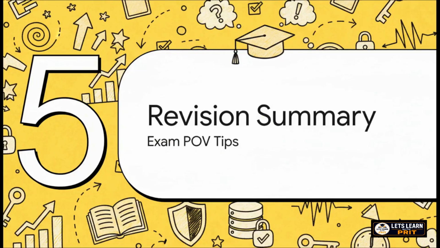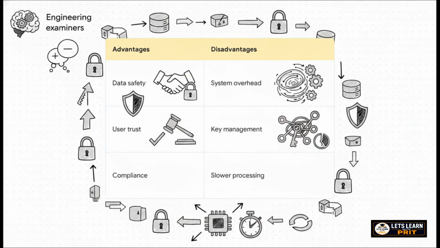All right, Section 5, Exam Revision Summary. Let's lock in all these concepts to make sure you get those top grades. First off, remember that engineering examiners always look for a balanced analysis. So, if they ask about database security, you must give both pros and cons. Advantages include total data safety, building user trust, and meeting legal compliance. But there are disadvantages too. Heavy system overhead, complex key management, and sometimes slower processing speeds, simply because encrypting and decrypting data takes a lot of CPU power. Always try to draw a neat table like this.